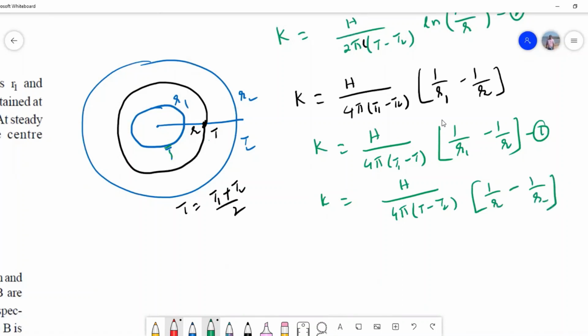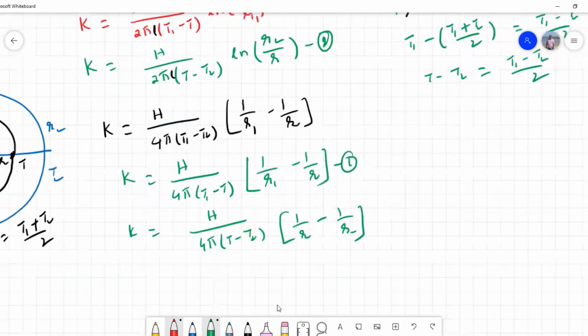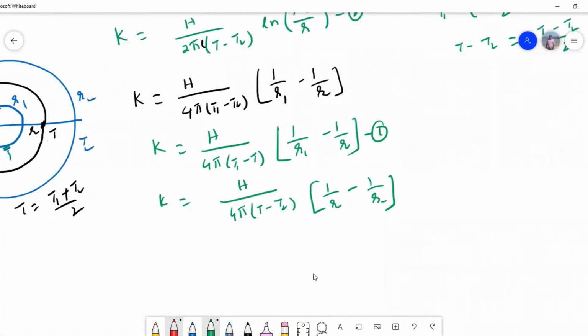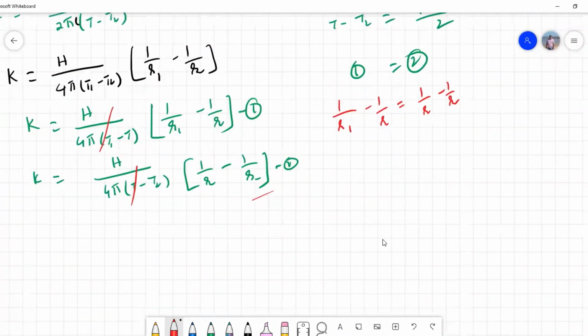So this is a crucial step. So same procedure as we have done in the previous case. So let's equate 1 is equal to 2. So just now I proved that the values of T1 minus T and T minus T2 are the same. So I'm just cancelling this term and this term will cancel. Ultimately I am left with 1 by R1 minus 1 by R will be equal to 1 by R minus 1 by R2, because we already did it in the previous problem.